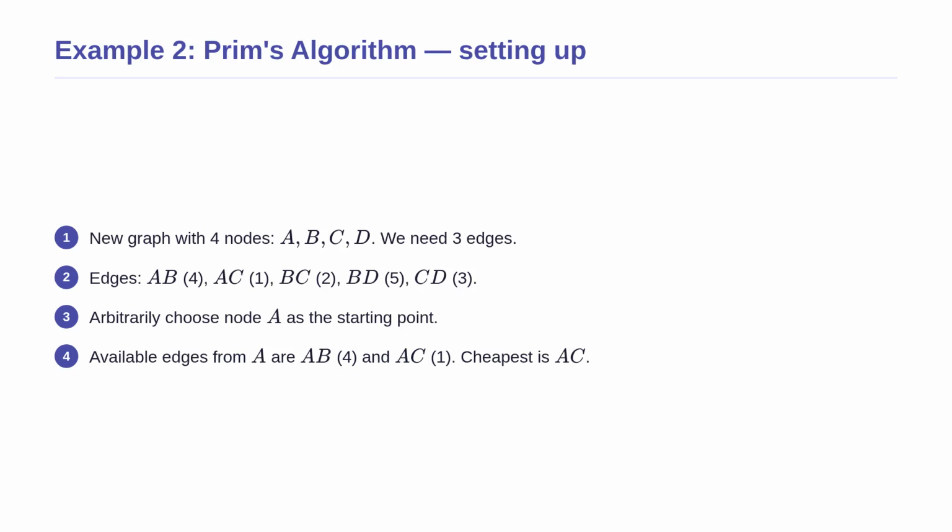Let us solve a new problem using Prim's algorithm to see how it differs in action. We have a graph with 4 nodes and we are given a new set of edge costs. We again need exactly 3 edges. We can start at any node, so let us arbitrarily choose node A. Currently, our tree only contains node A. We look at all edges connected to A. The available edges are AB with a cost of 4 and AC with a cost of 1. The cheapest option is clearly AC.